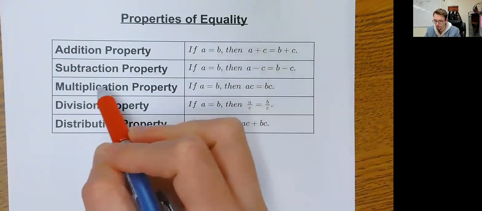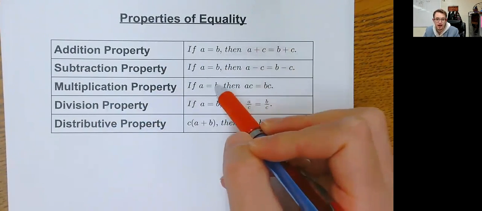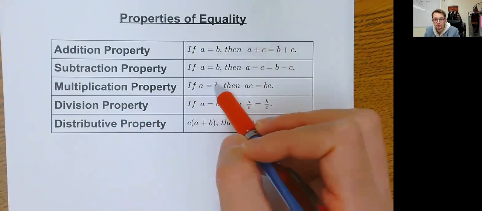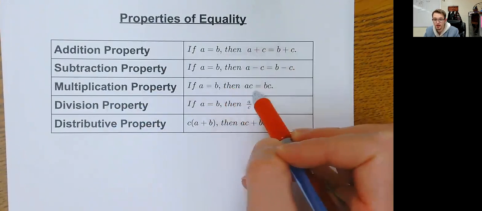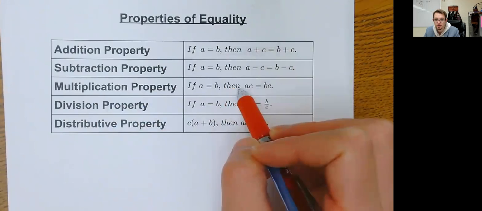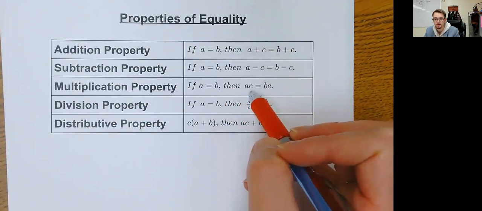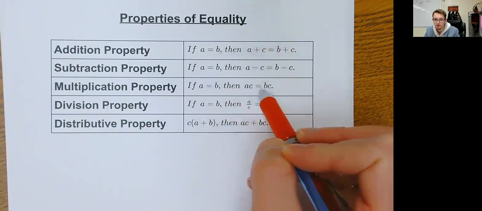And the same goes for multiplication and division. If I have an equation which is two things set equal to each other, then I can multiply both sides by the same number without changing the equality. So A times C equals B times C.